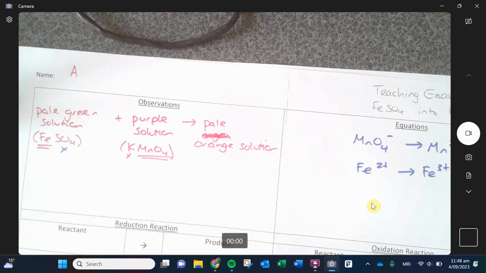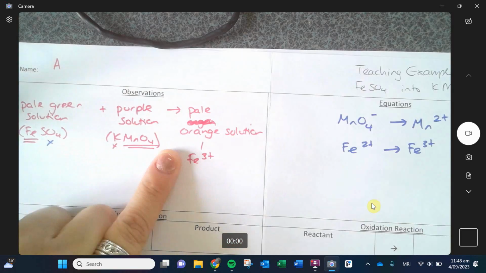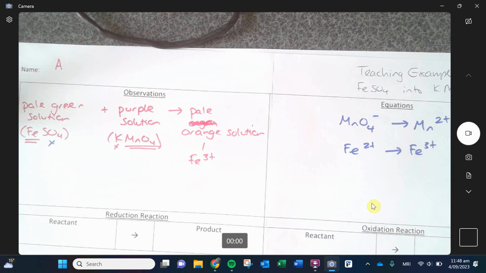I've gone from iron 2 to iron 3 in that case. Do we agree with me on that? Yeah? Okay. So this pale orange color is the result of the iron 3. So now I can go back and justify what's going on with my observations.